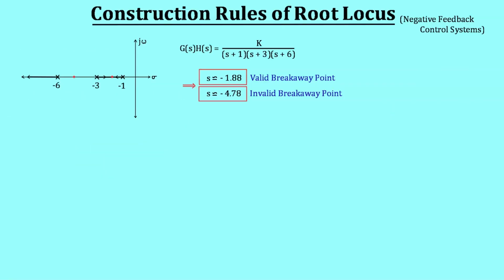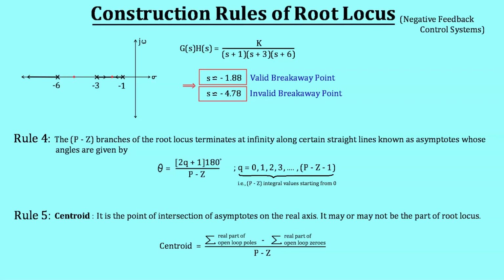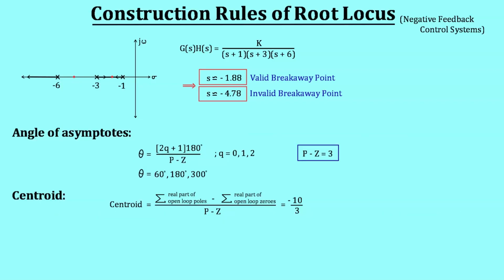Now let us see the same question which we discussed but had not completed its solution. We got two values of breakaway points and have also determined that minus 1.88 is the valid breakaway point. Now our next step should be to find the angles of the asymptotes and the value of the centroid. After putting the values of different parameters in the formula, we get the angles of asymptotes as 60 degree, 180 degree and 300 degree. Similarly, the centroid comes out to be equal to minus 10 by 3.